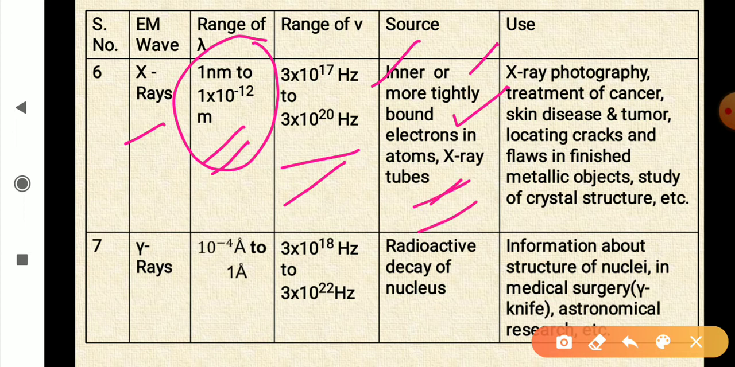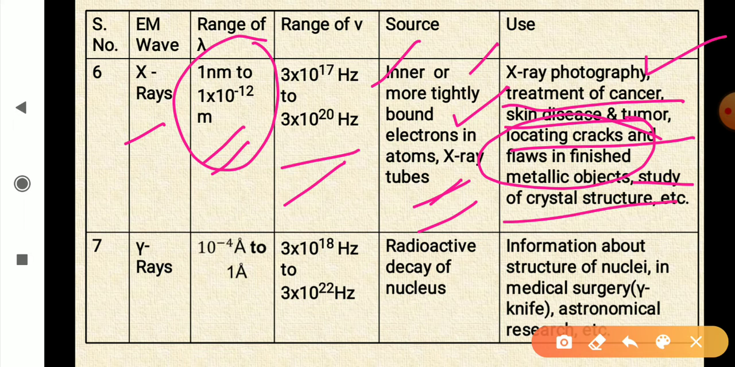So X-rays are used in X-ray photography, in cancer treatment, skin diseases, tumor, location of cracks and flaws in finished metallic objects, and they are also used in the study of crystal structure.